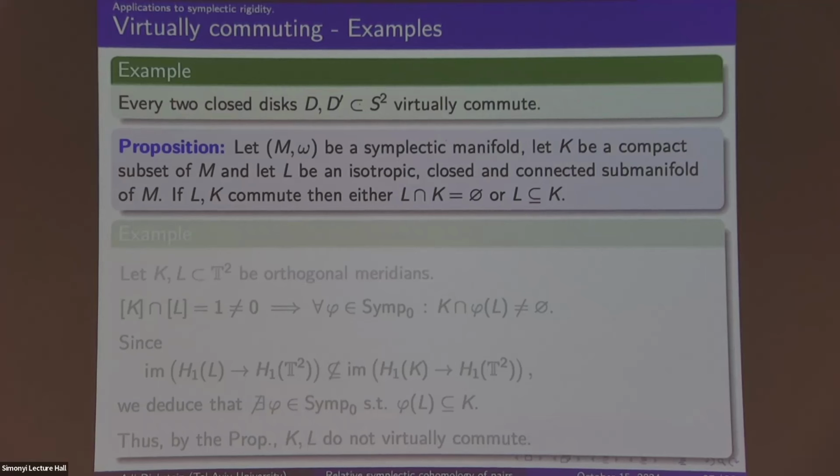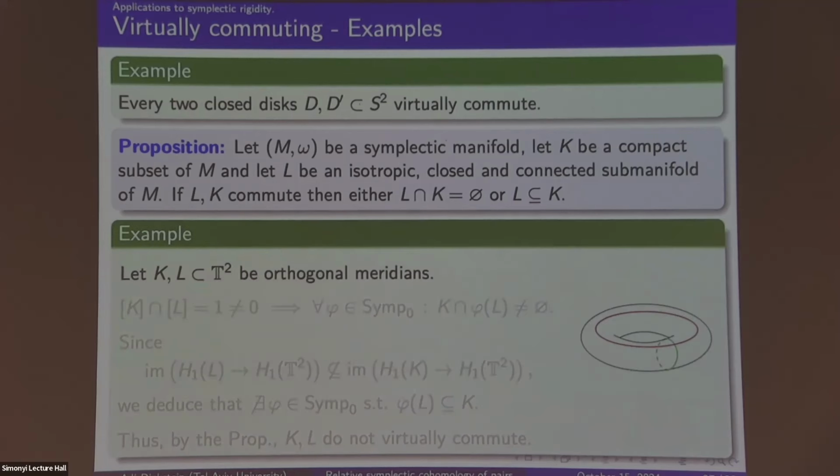Let me give you an example of the case of non-virtually commuting. The first example uses this proposition and topological arguments. Given two orthogonal meridians in the torus, we know that their intersection product is not zero. Then we can't displace the one from the other. In general, we can displace the one from the other using any homotopy, not just simply homomorphisms, any isotopy of continuous homeomorphisms.